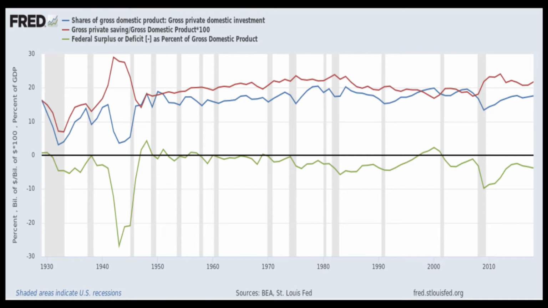At first, it seems like total savings is consistently higher than demand for investment. But notice the green line on the graph. The green line is the federal budget deficit every year. Notice how the green and blue lines, total investment and government budget balance, seem to move together in parallel with each other. The federal budget deficit is funded out of private savings through the purchase of bonds.